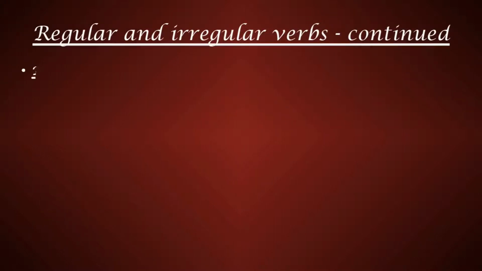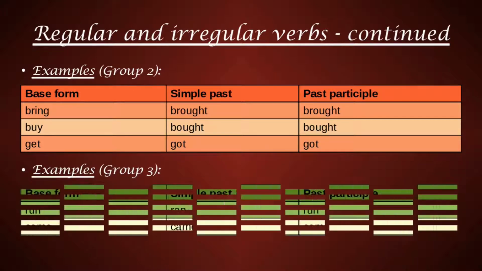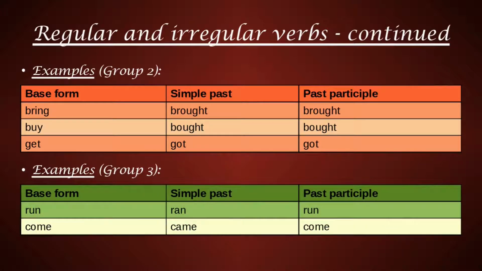Group 2. Base form bring, simple past brought, past participle brought. Similarly, buy, bought, bought, get, got, got. Here, simple past and past participle forms remain same. Group 3. Base form run, simple past ran, past participle run. Similarly, come, came, come. Here, base form and past participle forms remain same.